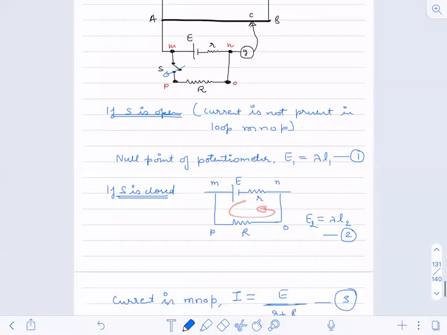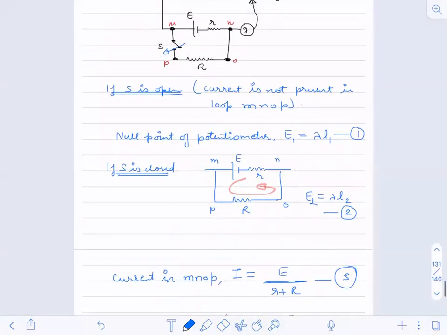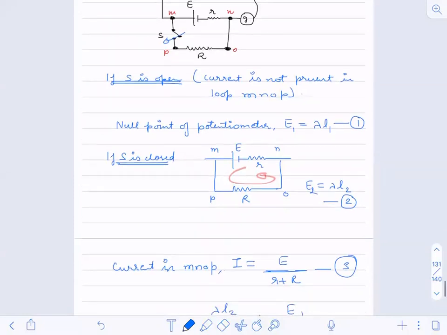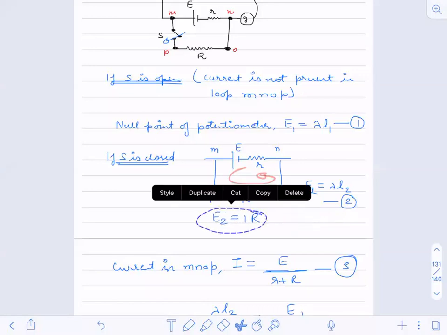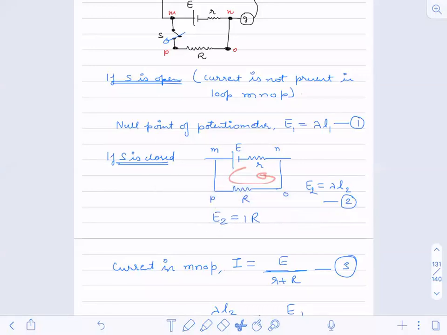Now E2 is equal to, this is the EMF, I can write it as I into R. Here I is the current and R is the resistance, the potential drop across points P and O. So this is the way I have written it.